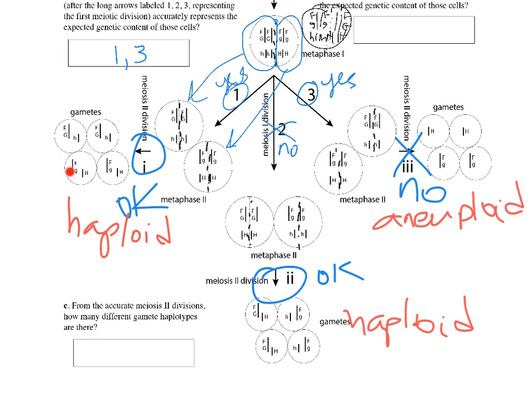No, because they have different alleles at G. So this gamete is not genetically identical to that one. If they were both fertilized by genetically identical sperm, they would produce two genetically different individuals. Those two gametes are not genetically identical.